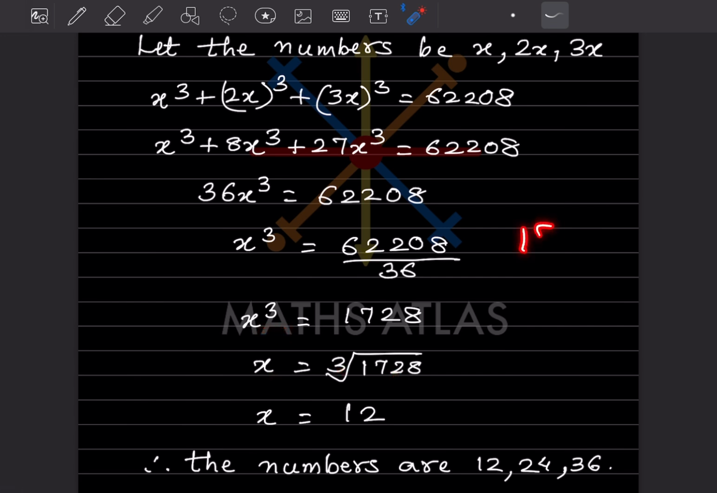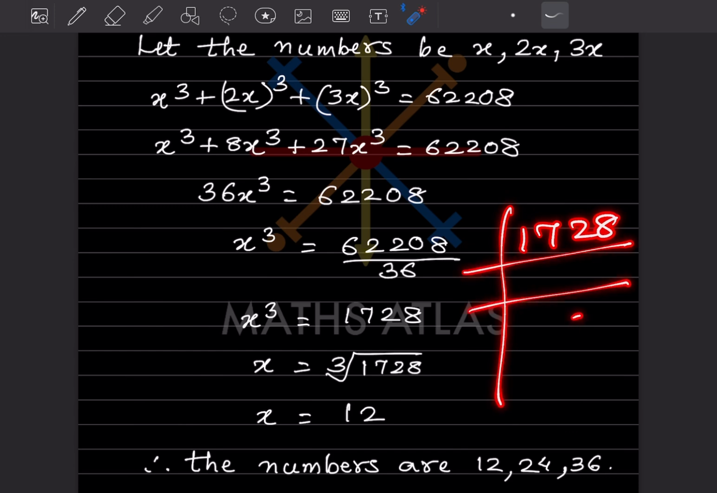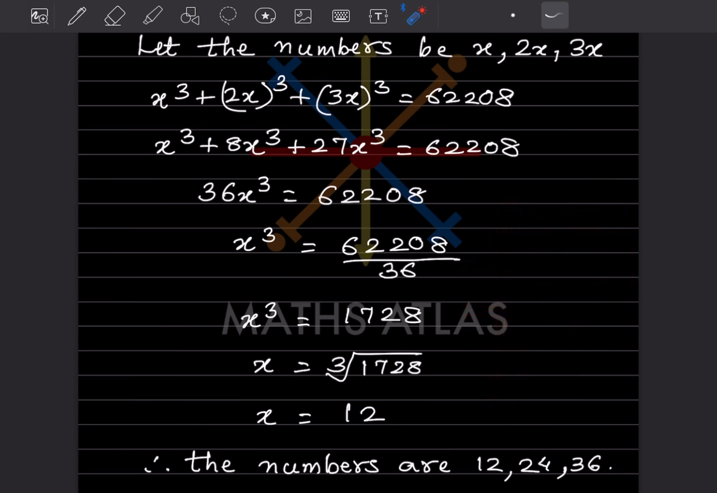Again, for this 1728, you can take the prime factors with the help of the prime factorization method, and you get 12. We have done this before. Whatever we did, we will find out the factors, and then you will group them in 3, and then you get x as 12.